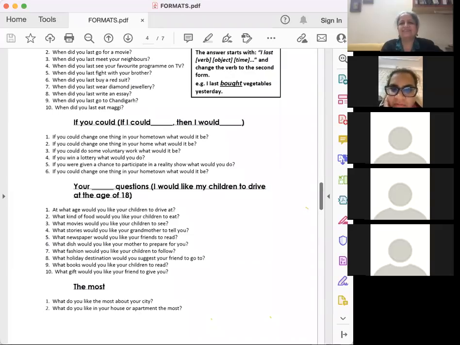If I win a lottery, I would buy a home. Okay, I would buy a house. Home तो फिर रहने से बनाते हो ना आप उसको. Okay, I would buy a home. I would buy a house.